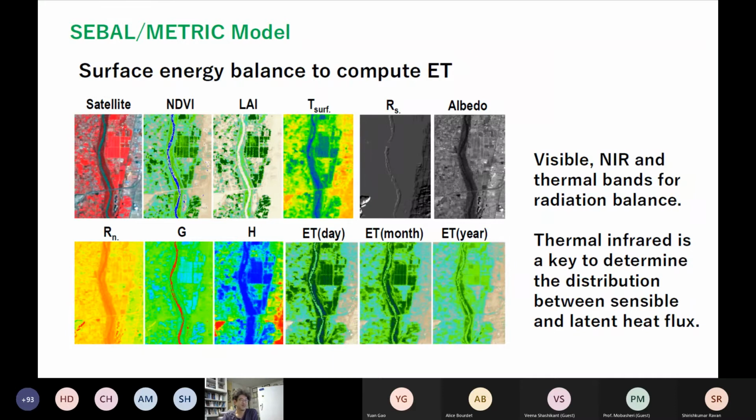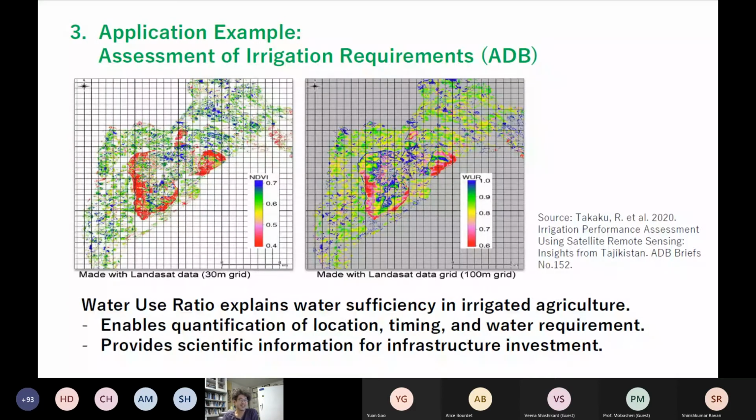Next, please. Okay, this is an example of how evapotranspiration information is used in agriculture water management. This is for an Asian Development Bank project, and it was for a Tajikistan irrigation district. The left map is NDVI, vegetation. And the red colored area means that vegetation is weak. So agriculture is not very successful.